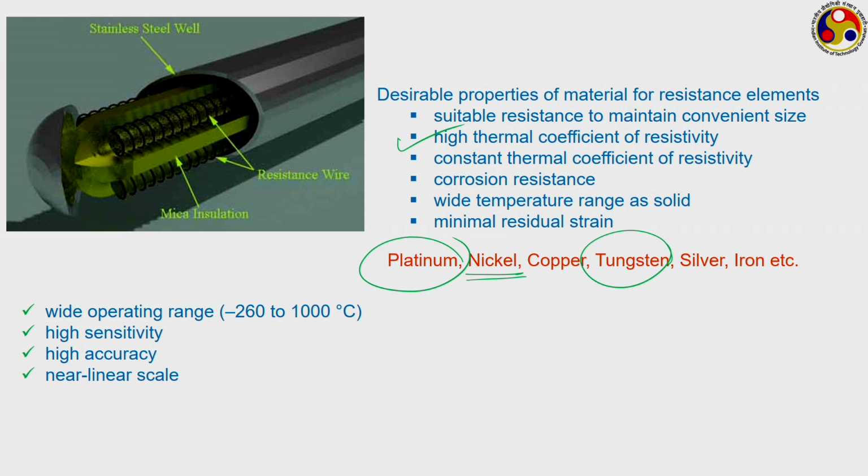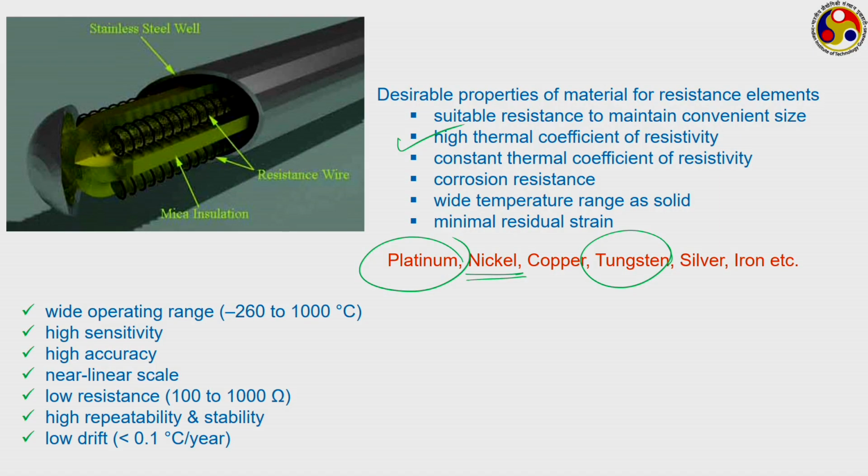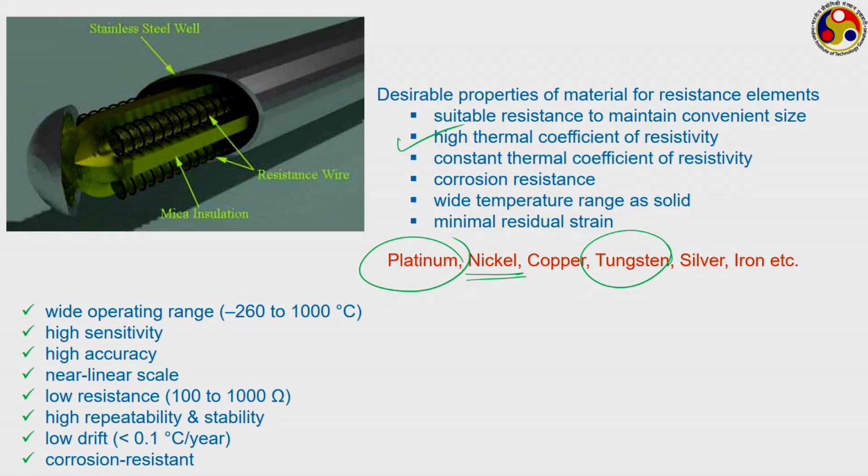Near linear scale for material like platinum. Low resistance, 100 to 1000 ohm resistance it can provide, and therefore, we can have convenient size of the device within a reasonable size of the resistor. Then high repeatability and stability generally we can get from RTDs, they are metal, so there is very less residual strain, and they can come back to their initial resistance value quite quickly. Low drift, thereby there is no need to have repeated calibration for them, and also generally they are corrosion resistant, which are some of the desirable properties as well.